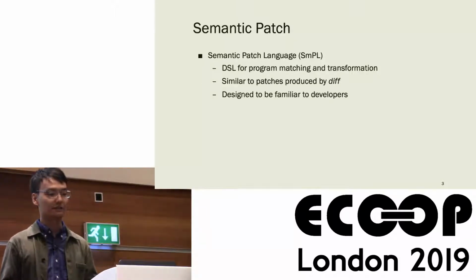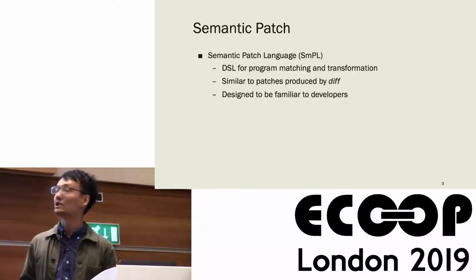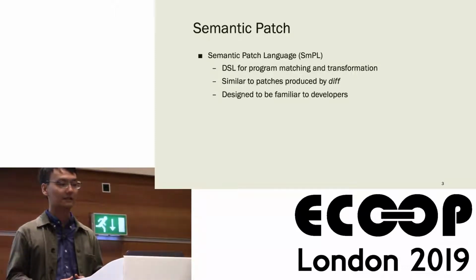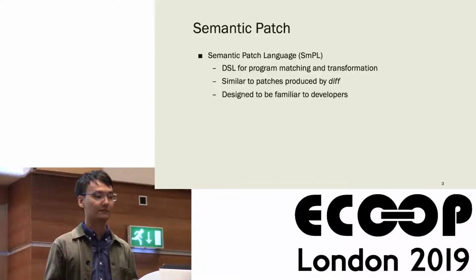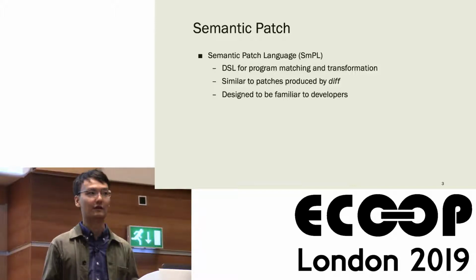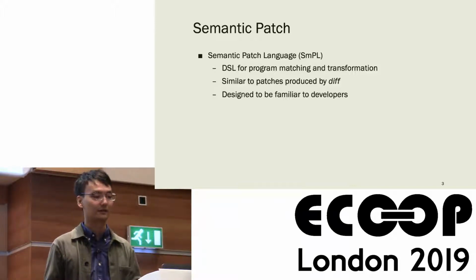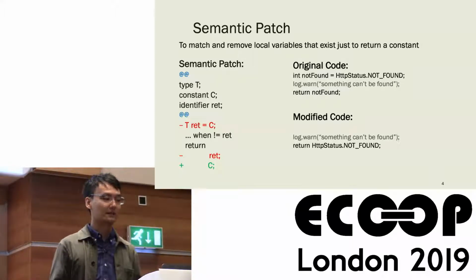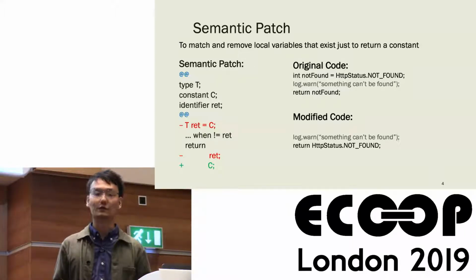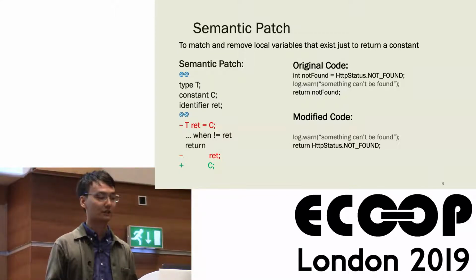Semantic patches are specified in the Semantic Patch Language, or SmPL for short. This is a DSL for program matching and transformation. It is designed to look very similar to patches produced by the diff software, and as such, it should be very familiar to developers who use revision control software. And here we have an example of a semantic patch. The intent of this semantic patch is to match and remove local variables that exist to just return a constant.